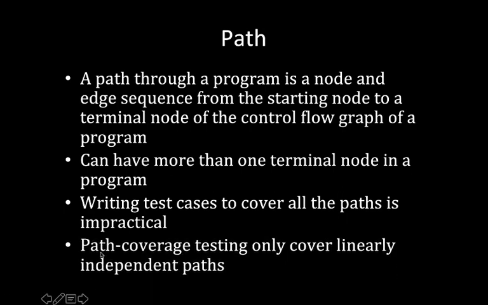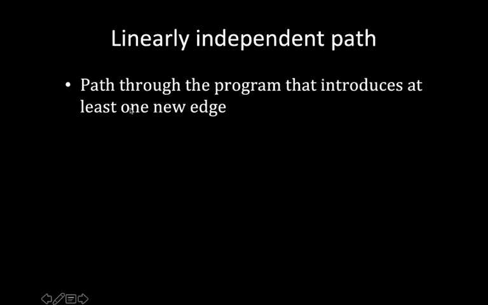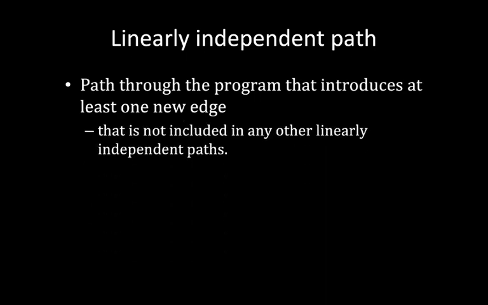So what we do in path coverage testing is only cover linearly independent paths. We have to determine what these linearly independent paths are. A linearly independent path is a path through the program that introduces at least one new edge. If a new edge is there, then it is known as a linearly independent path. We will see an example, then you will understand. It is a path not included in any other linearly independent paths.